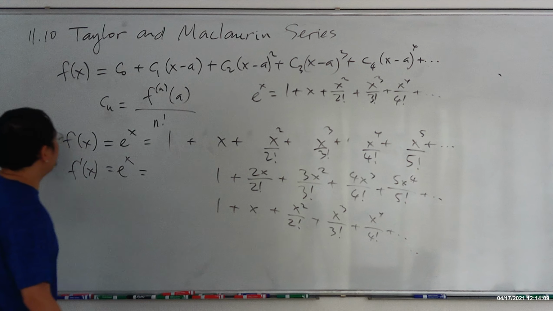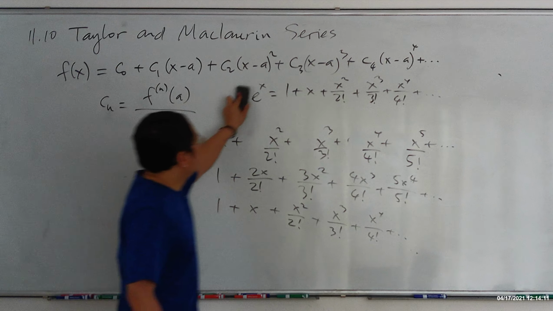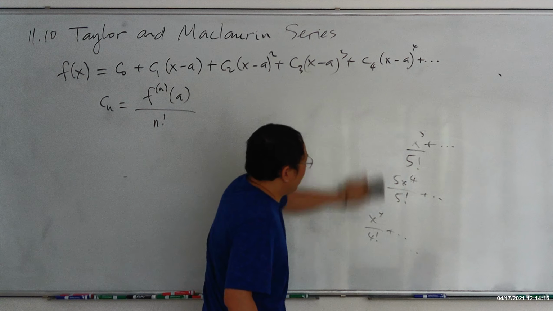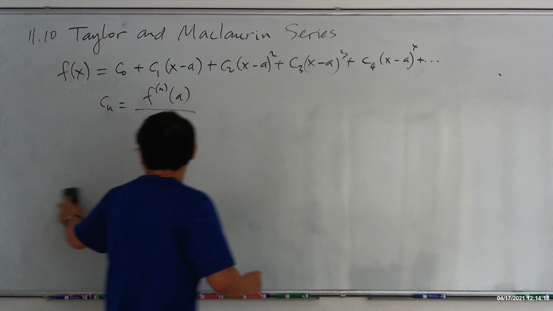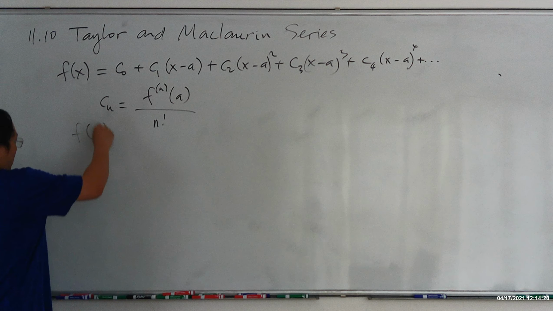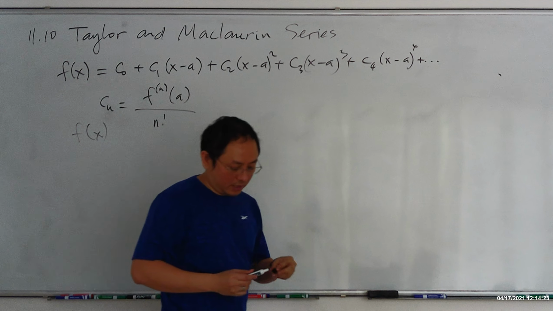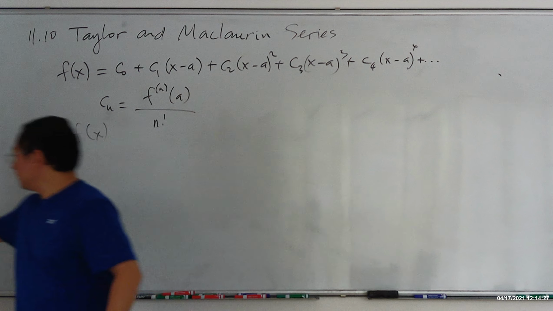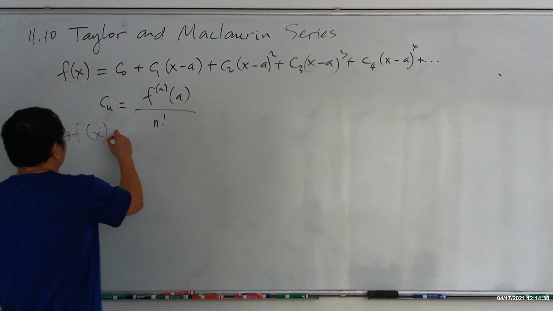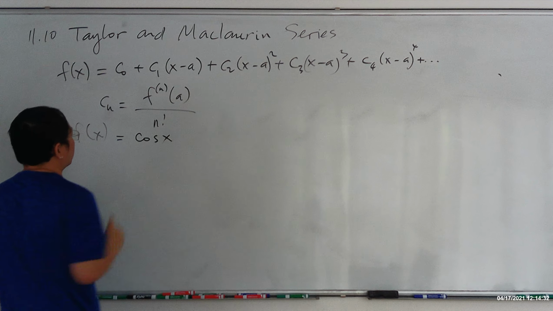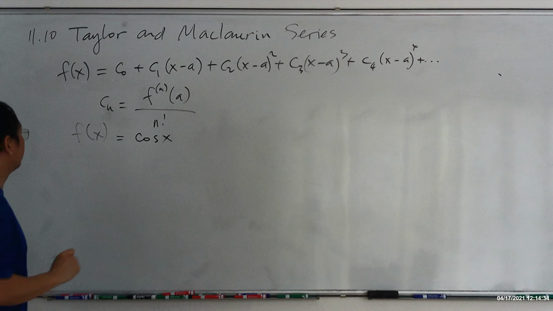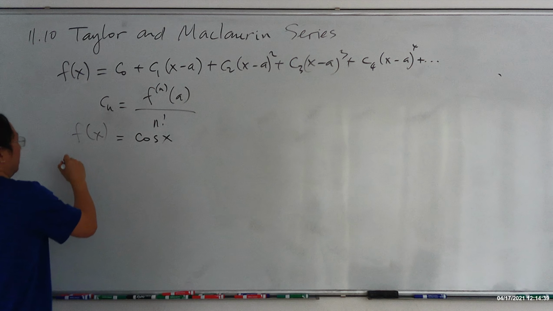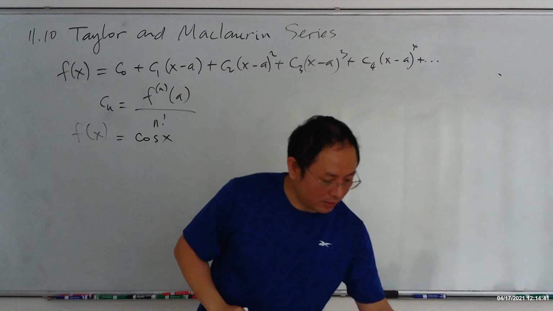Okay, try another one. Some function that we can take the derivative of forever. How about f of x? Let me get another marker. f of x equal to, say, cosine x. All right. So you know that Cn is this. So to calculate, f of 0 and calculate C1.